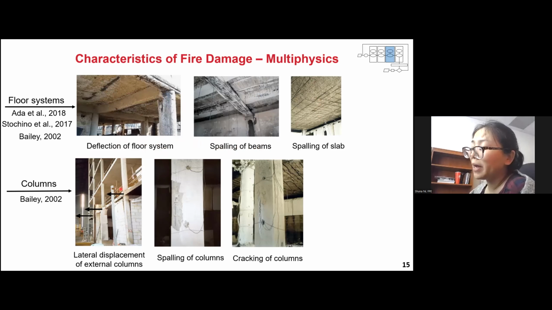And even though this part is not exposed to fire directly, due to the deformation of the slab, ultimately this connection fails. And this is because each structure component is connected to each other. Even though they are not exposed to fire, its surrounding structure component has large deformation, ultimately leading to the failure of this connection.